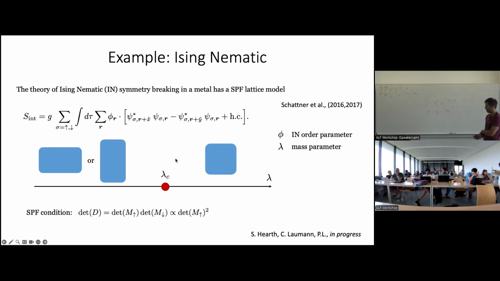So here, when the mass of this phi field is very large, its fluctuations are damped, and it doesn't have any effect on the fermions, on the shape of the Fermi surface. But then, beyond some critical point, it condenses and it warps the Fermi surface. So depending on the sign of the condensate, it will either distort the Fermi surface in the x direction or the y direction.